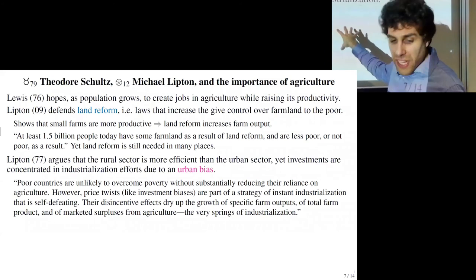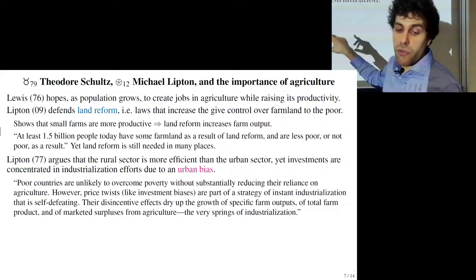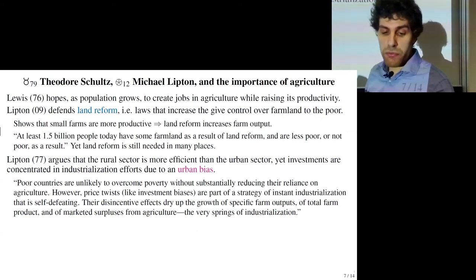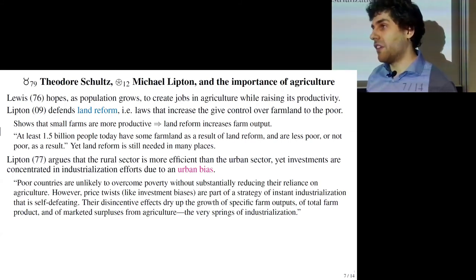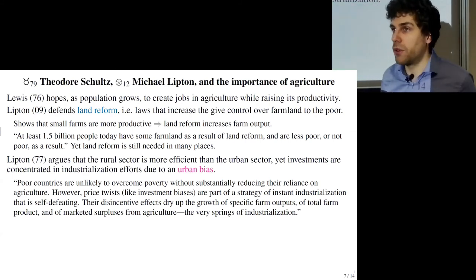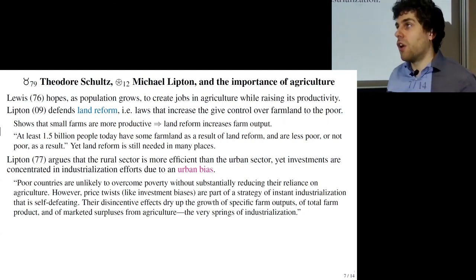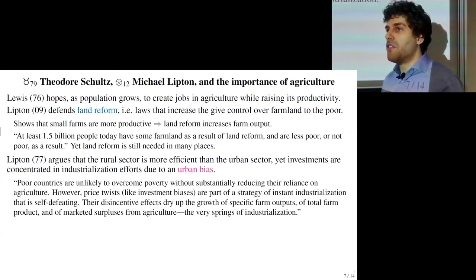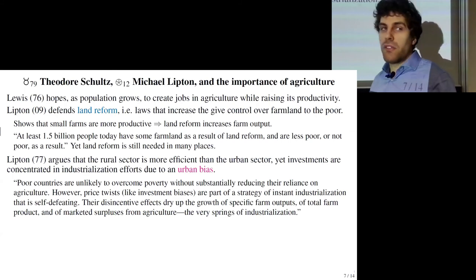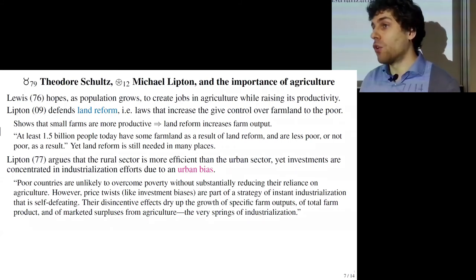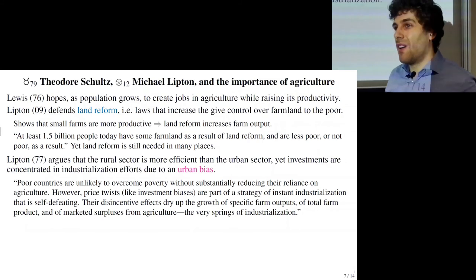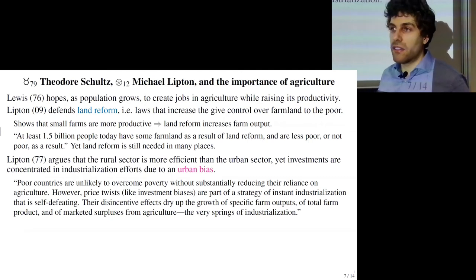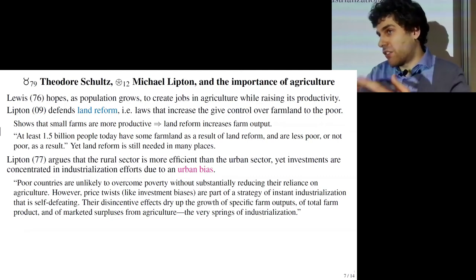The disincentive effect of the biases dries up the growth of specific farm output, of total farm product, and of marketed surpluses from agriculture, the very springs of industrialization. So he recalls that industrialization always follows a growth in agricultural productivity. And he says that in Africa, for example, the investment in agriculture is about 10 or 20% of the total investment, while agriculture is more like 35-40% of the GDP in these countries. And he thinks that the share of investment going to agriculture should match their GDP share.